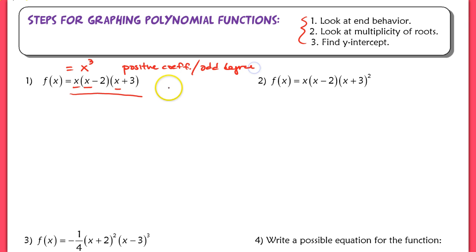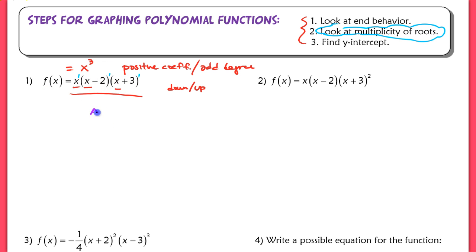Remember, those are down up. So they're going to open something like that. It has at most 2 turning points and so on. Now, we have 3 different roots. So when it says look at the multiplicity of the roots, we have 3 different roots, but each of these has a multiplicity of 1. Everything is raised to just the 1st power.